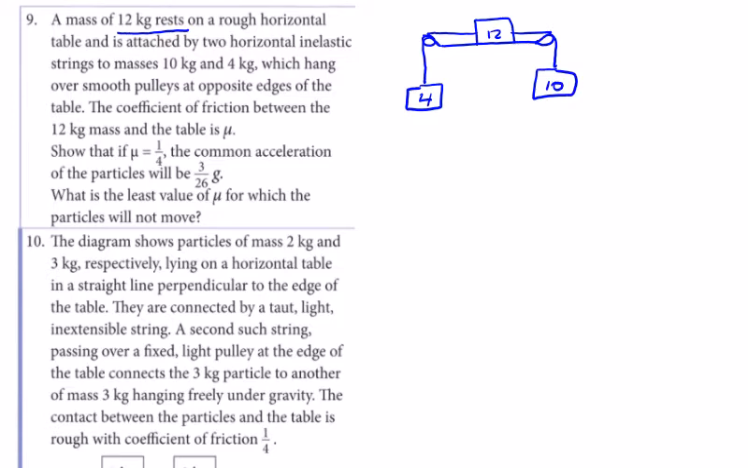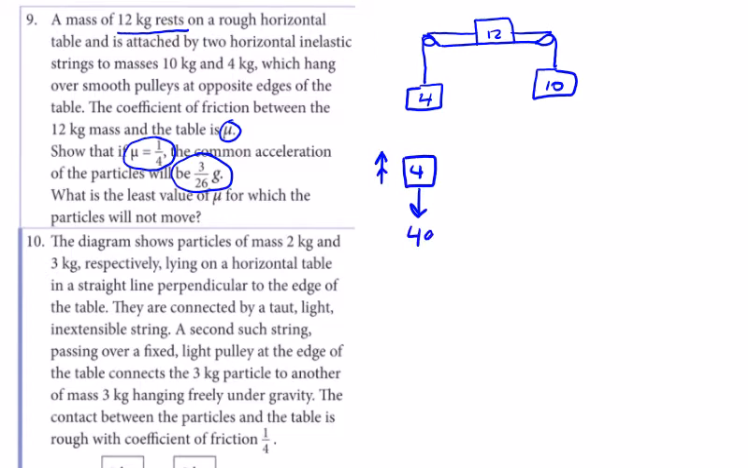The coefficient of friction between the 12 and the table, so we have here mu for the coefficient of friction, and we're told that if mu is a quarter, show the acceleration will be this. So we'll just go about the question the normal way, find acceleration with mu being a quarter. So let's do our equations. For the 4, what direction is it going? Let's say it's going up.